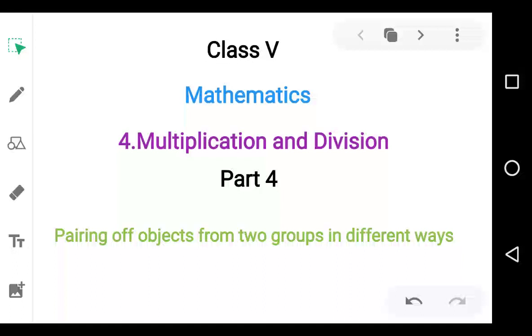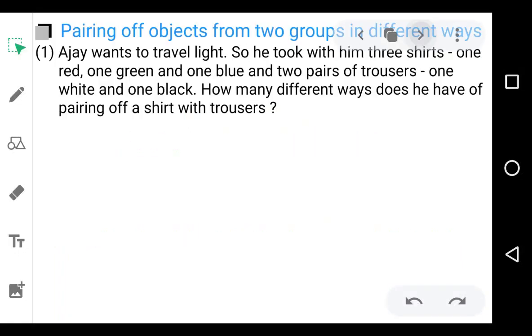Till now in this chapter we learned word problems based on multiplication. In today's lecture we are going to learn a new point: pairing of objects from two groups in different ways. We have to form a pair of objects from two groups. Let's see the examples. See here the first example.